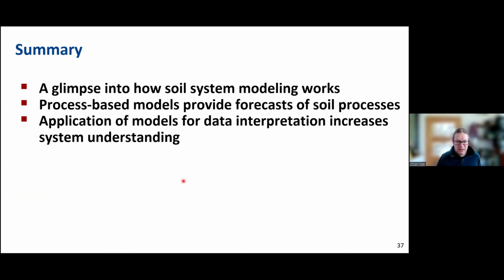To summarize, I gave you a glimpse into how soil systems modeling works, and I hope I could convince you that process-based models provide forecasts of soil processes, and I showed you how they do it. And I hope I could show you that the application of models for data interpretation can increase our system understanding.